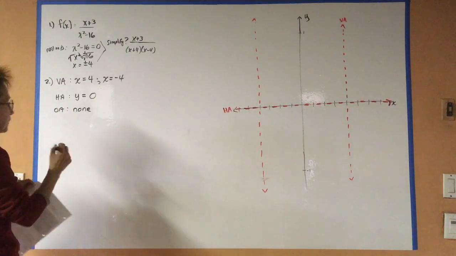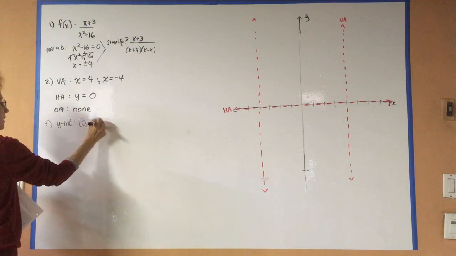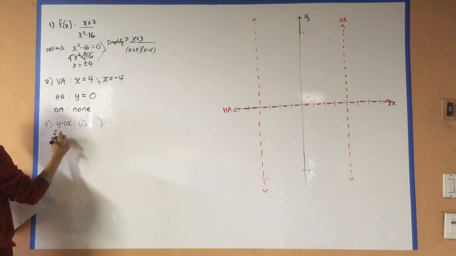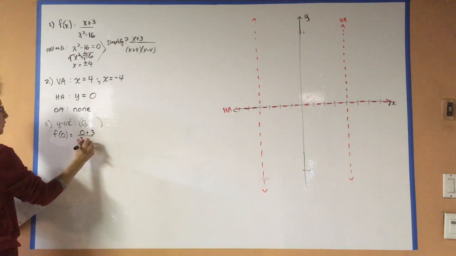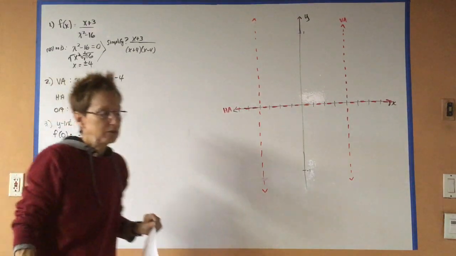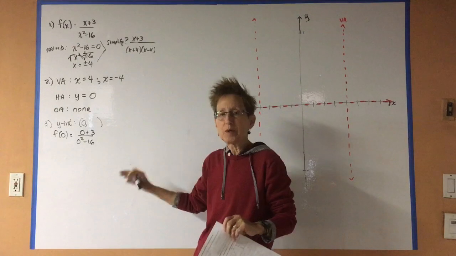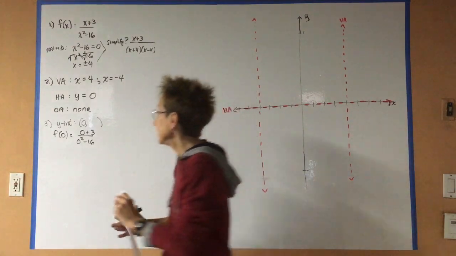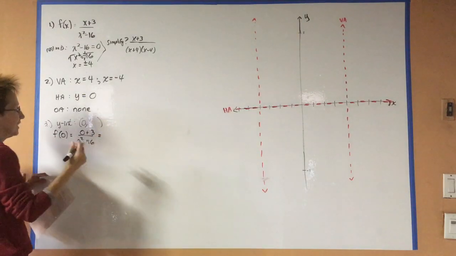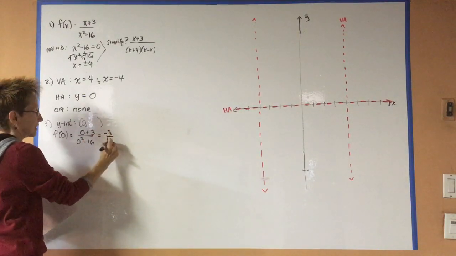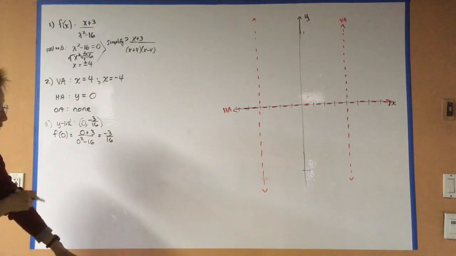Step 3, find and graph the y-intercept. So the y-intercept is the ordered pair 0, something. So f of 0 is equal to 0 plus 3 over 0 squared minus 16. Again, you have to show me your work. Don't just throw out ordered pairs and not show me where they're coming from. I have to at least see this step so that I know why you wrote down -3/16 for the y value of the y-intercept.